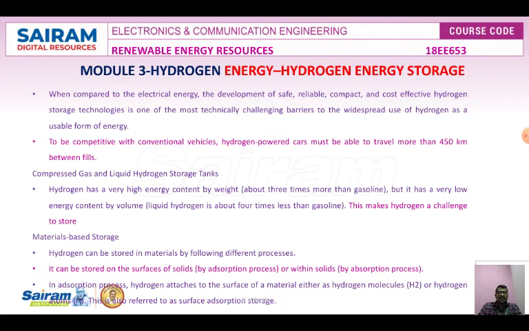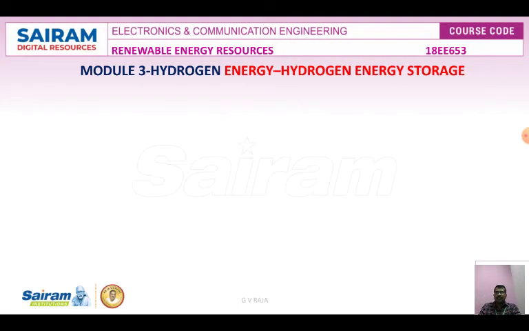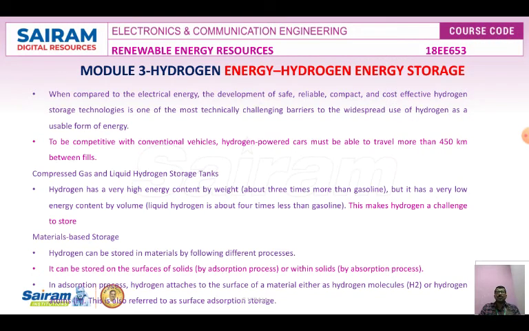Liquefied hydrogen is denser than gaseous hydrogen. It contains more energy in a given volume. Similarly, a liquid hydrogen tank of the same size can store more hydrogen than compressed gas tanks. So hydrogen can be stored either in liquid form or in gas form. And we can also store hydrogen in materials. Material-based storage: in material-based storage, the hydrogen can be stored in a material by different processes.